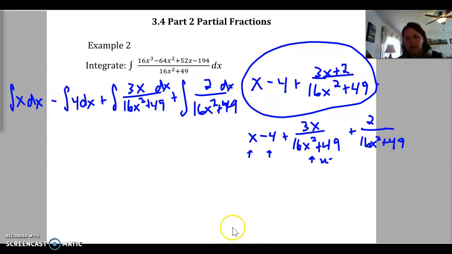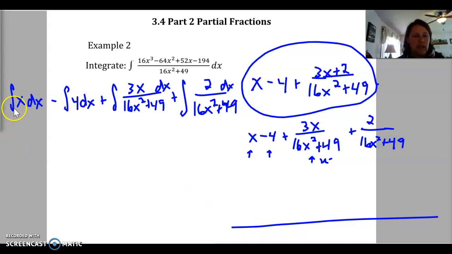Okay, so I'm going to put my answer down here. I'm going to just try to keep everything in one place so that I can keep track of what I've done and what I haven't. So I can go ahead and integrate this one. The integral of the first term is going to be 1/2 x squared minus the integral of the second term, which is going to be 4x.